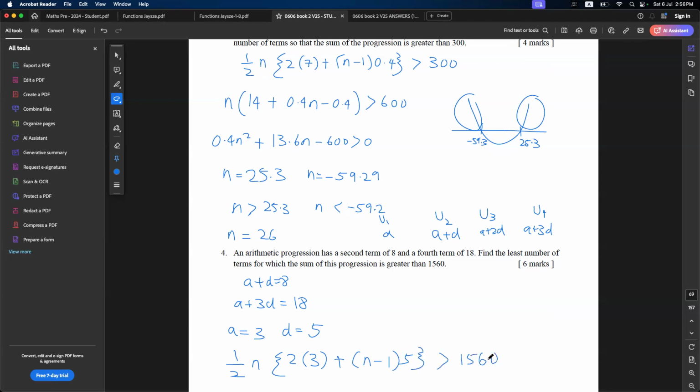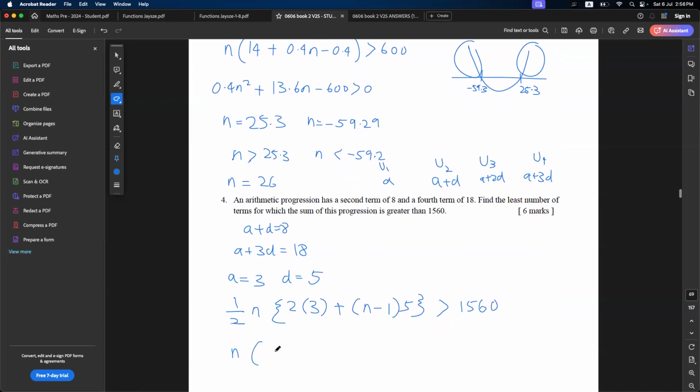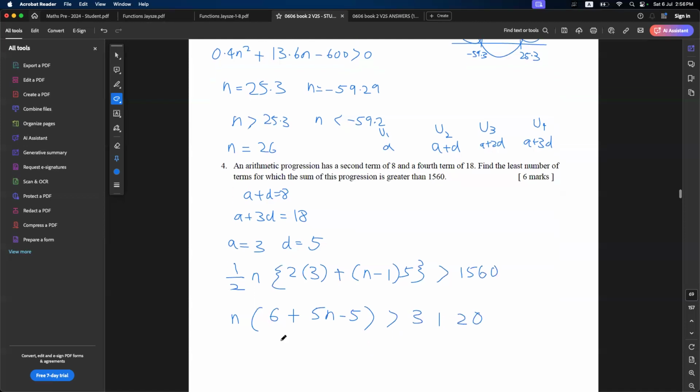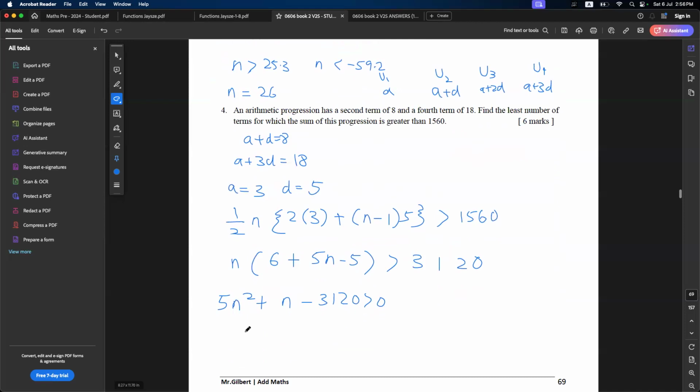Greater than 1560. Then once again, n over 2 times 6 plus 5n minus 5 is greater than 3120. The n value first, this is part of the working, give me the two answers first. Of course, n square. No, the working is you show both first. What's the n value when you solve for this? Hey, this one is important. This one literally gives you marks in the working.